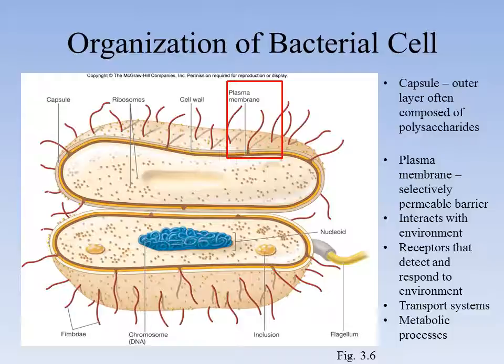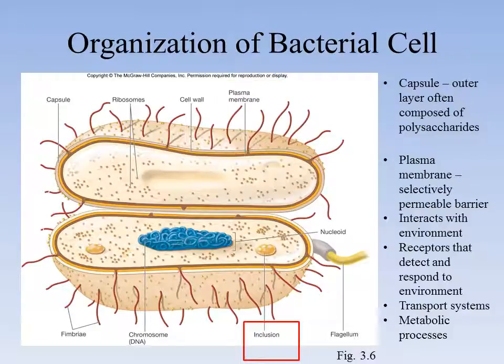Plasma membrane. This is very similar to animal cells. The plasma membrane of bacteria serves many of the same purposes as it does for animal cells. It's a selectively permeable barrier, which ensures that only the compounds we want inside the cell are able to get inside. The plasma membrane helps the bacteria interact with the environment and contains receptors that can detect and respond to the environment. Bacteria have some really neat ones that we'll talk about this semester. It also serves as a transport system, so a lot of the proteins that allow nutrients to transport into the cell, and a lot of metabolic processes, occur in the plasma membrane as well.